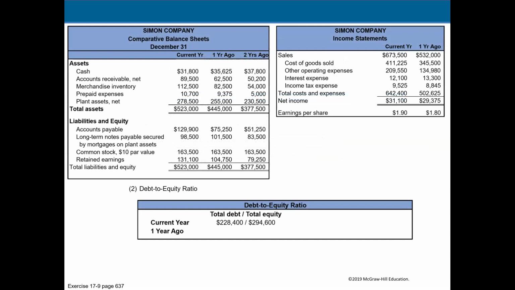Okay, let's look at the debt to equity ratio. Total debt is 228.4, which is again those two numbers added up, and you divide it by the total equity, which is those two numbers, and you get 77.5%. So they have more. That just tells you how comfortable lenders would be in taking the risk to increase the company's debt even more.